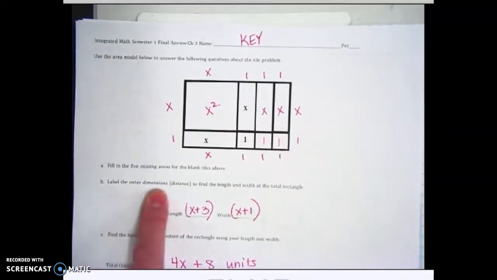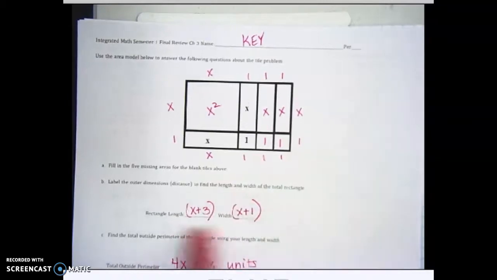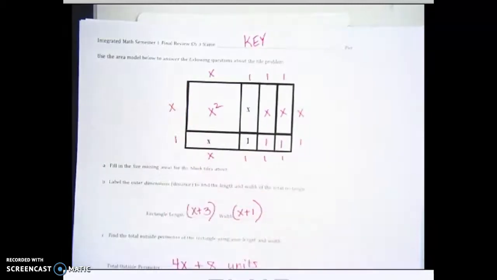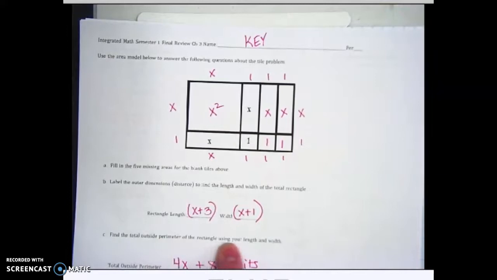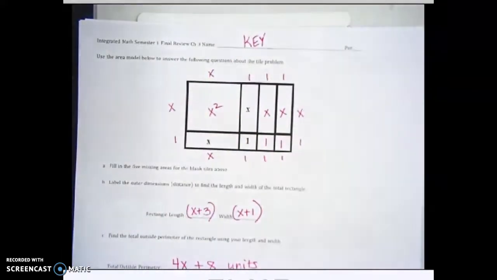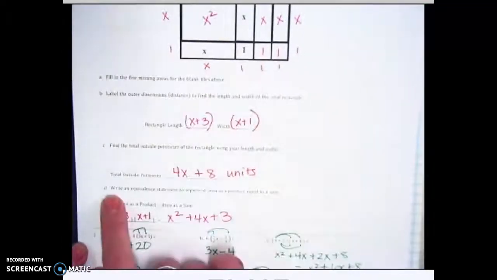Part B, label the outer dimensions to find the length and width of your total rectangle. So I got x plus 3 and x plus 1. Part C, find the total outside perimeter of the rectangle using your length and width. So I added up everything on the outside. I got 4 x's and 8 units.